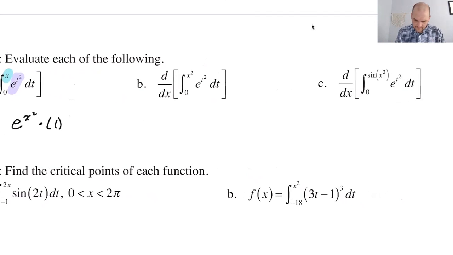So let's identify. Our integrand is e to the t squared. Our upper bound is x squared. So we're going to do the integrand, so it's e, with every t that we see replaced with the upper bound. So it's going to be the quantity x squared, squared, times the derivative of the upper bound, so times 2x. This I would probably write as 2x e to the x to the 4th, I guess.